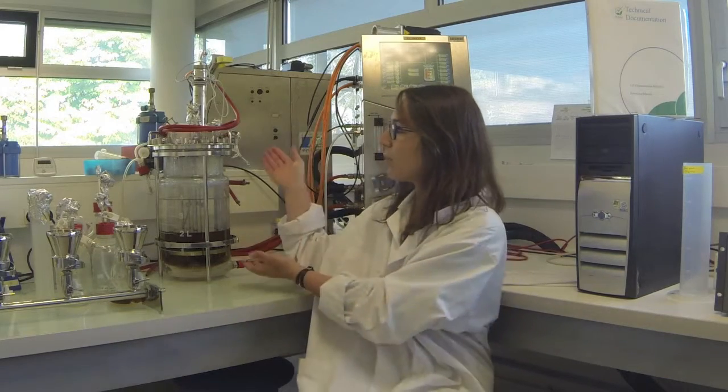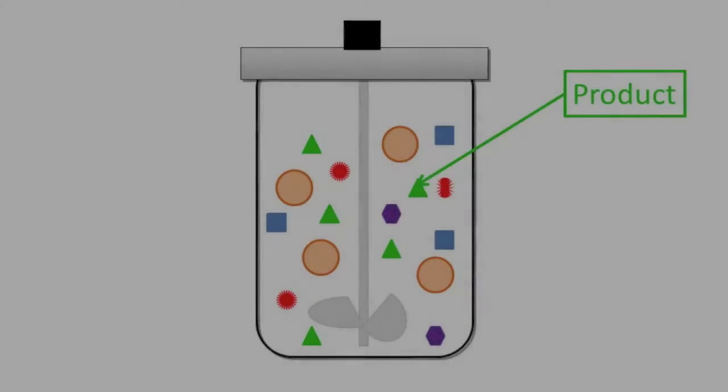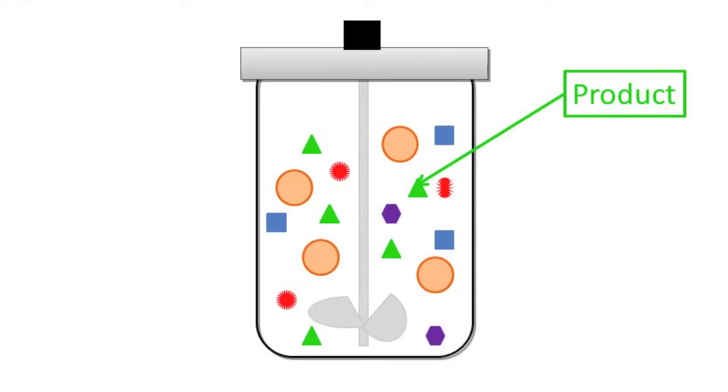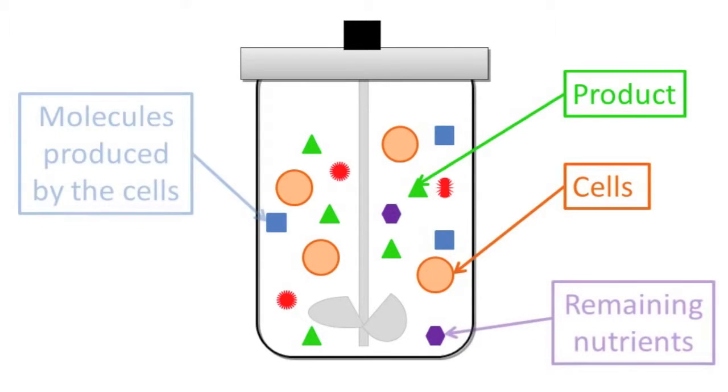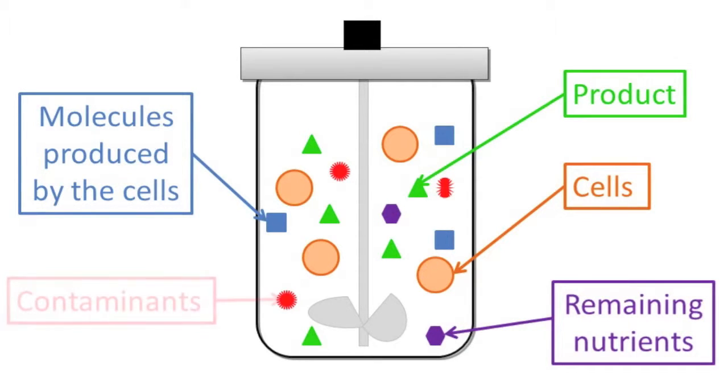After the fermentation process, when the yeast or bacteria have produced our protein of interest, here is what we have. And the goal of purification is to get a pure and concentrated product like this one. In the bioreactor, we have our protein of interest in large quantities, but now we have to remove the other compounds, such as the cells, which are still present in the medium. We also have all the different molecules produced by the microorganism and the remaining nutrients. We may even have some contamination that we have to take care of.